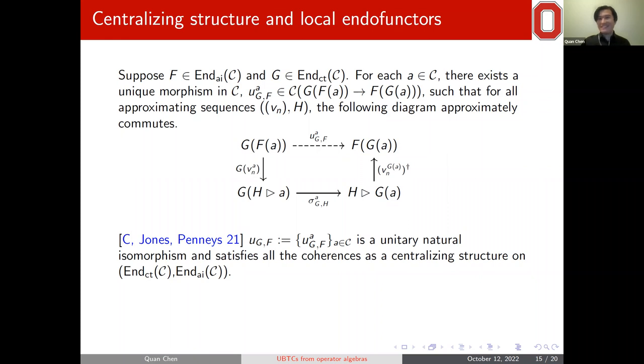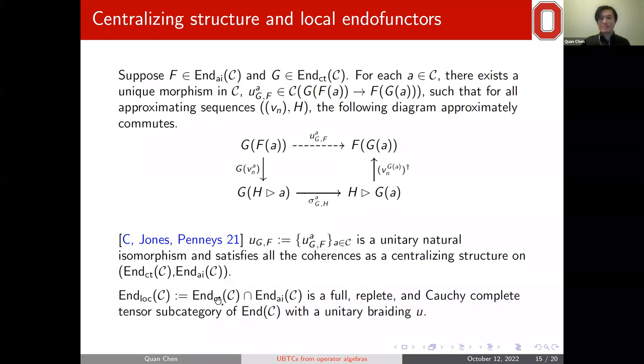Therefore, once we take the intersection of these two subcategories, it's again a subcategory, but it's a braided tensor category, and the braiding is unitary. Sorry, this isomorphism is also a unitary isomorphism. So what's it good for? Okay, non-trivial.